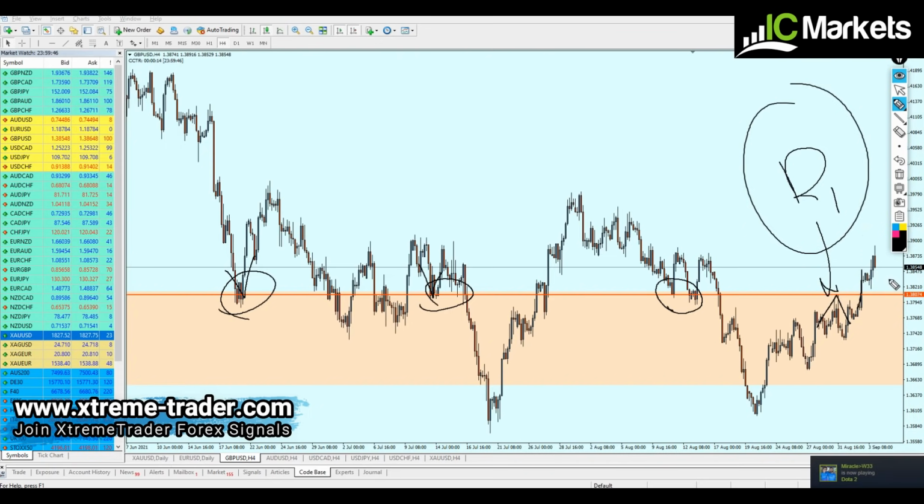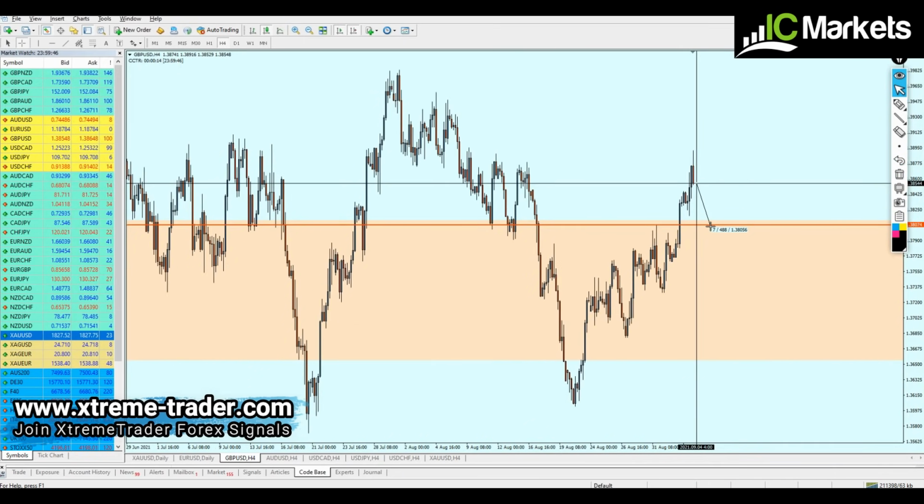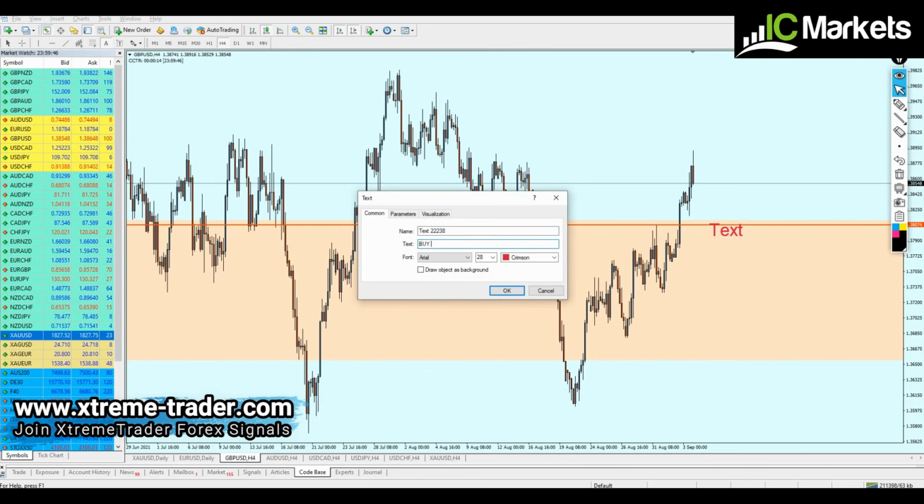This indicates that most likely the market is going to continue to fall again, and that support level is going to be respected again. Therefore, we can expect the Pound USD to fall for another 45 or 44 pips before it's going to be valid for the buy. Therefore, buy at 1.38074.